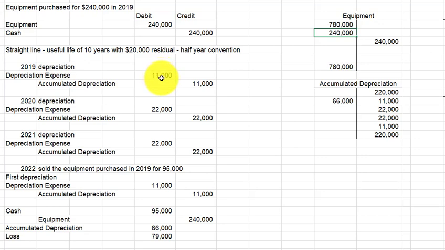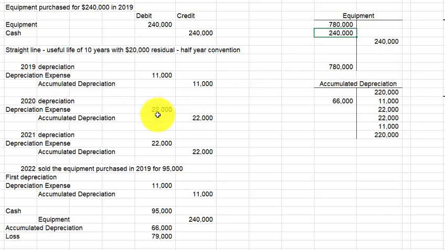So we're going to do a half year. 240 minus 20,000, divide by 10, and then divide that in half and get 11,000. That's going to be a credit to accumulated depreciation and a debit to depreciation expense, and recorded in our T accounts.